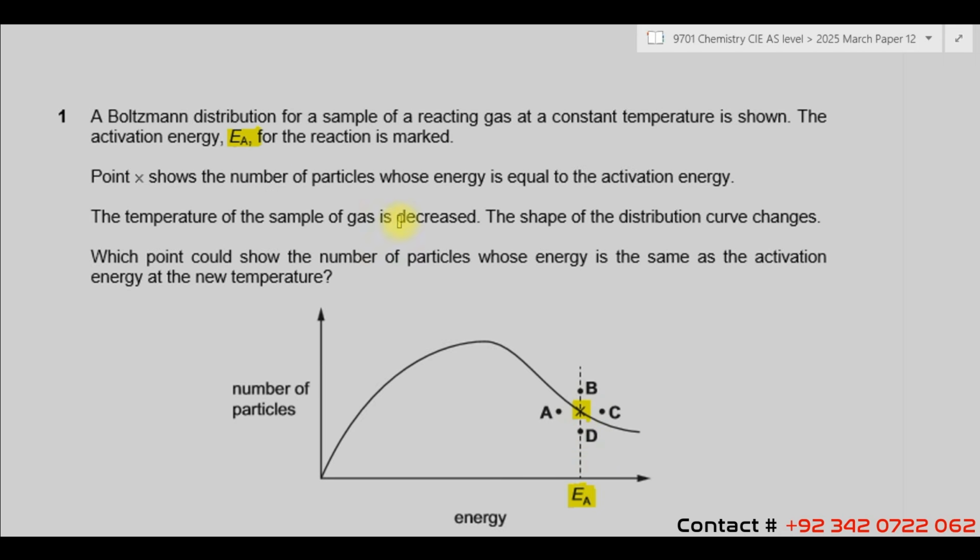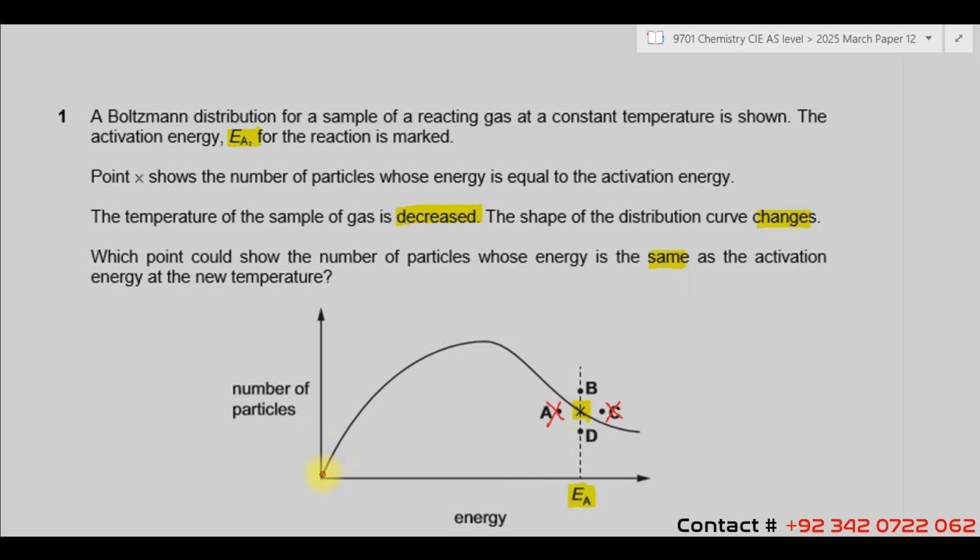The temperature of the sample is decreased. The shape changes. Which point could show the number of particles whose energy is the same as activation energy at the new temperature? Now we have 4 points A, B, C and D. A and C are actually wrong. This is because activation energy can neither be increased nor decreased by change in temperature. So we only have 2 points B and D.